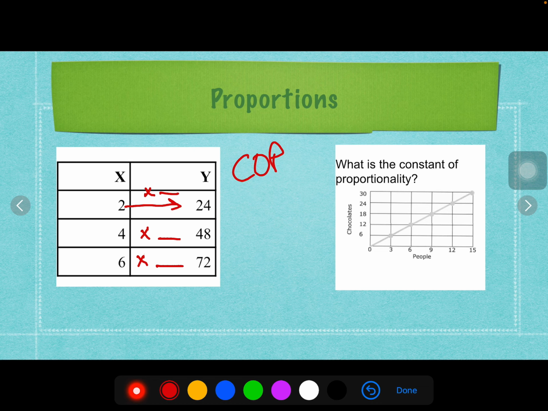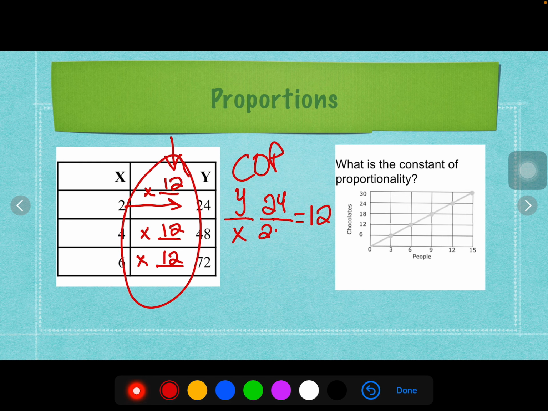And to find that, if I did not know that answer, I would do the second column, or my Y, divided by X. So 24 divided by 2 gives me 12, okay? Same thing for 48 and 4, same thing for 72 and 6. So my COP would be 12, and if I were going to write an equation, it would be Y is equal to 12 times X. And remember, a number and a letter beside each other means multiply.